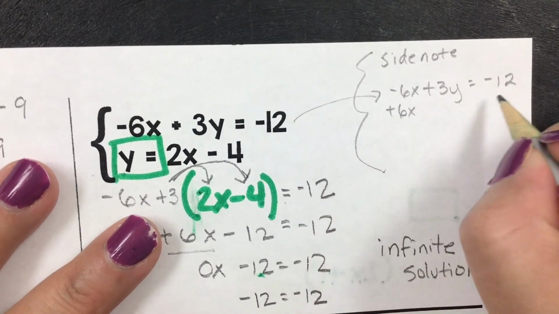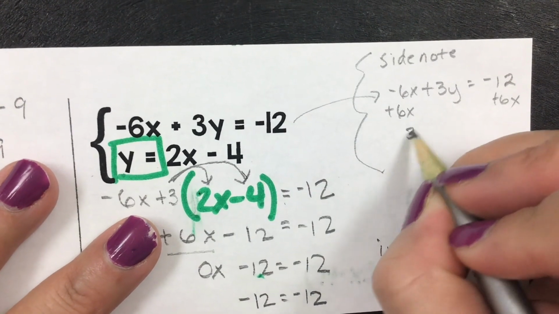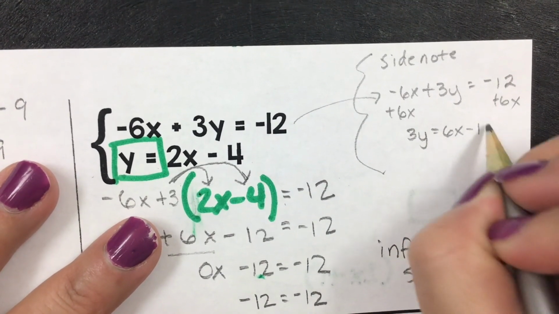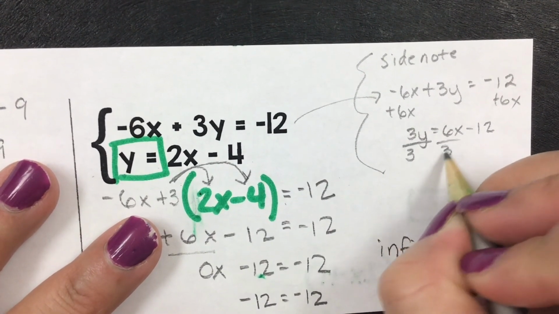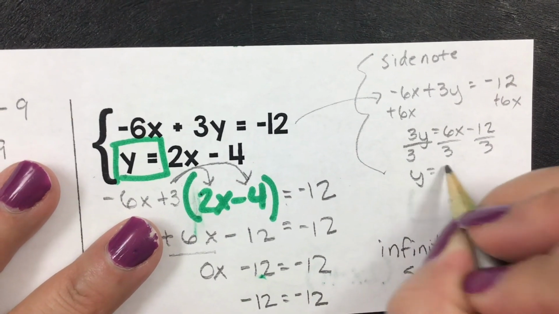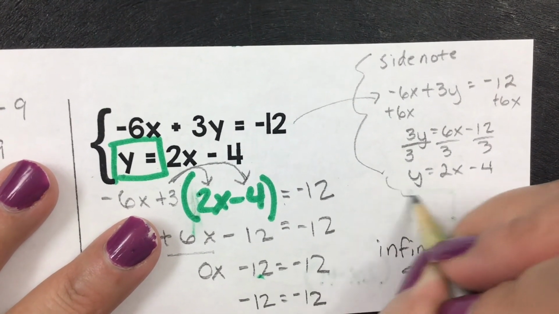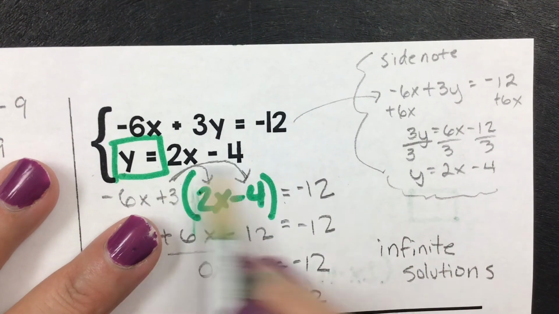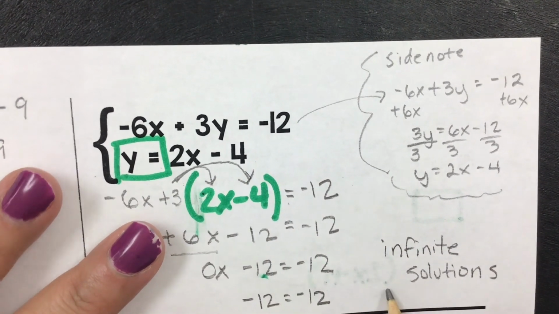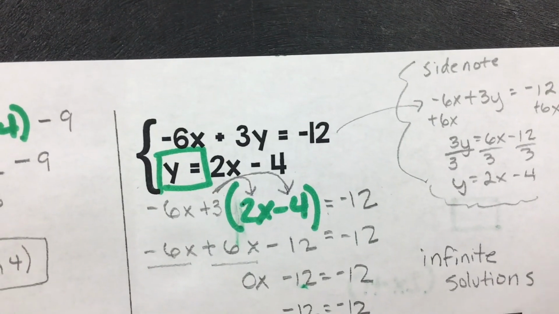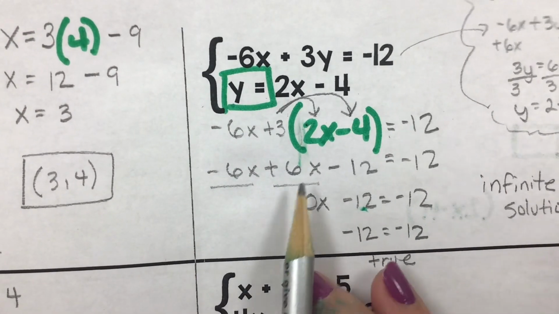So I got to add 6x to both sides. 3y is equal to 6x minus 12, divided by 3. Y is equal to 2x minus 4. Look, it's the exact same line, and that's how we're supposed to know that there's infinite solutions. But this is by method of substitution.